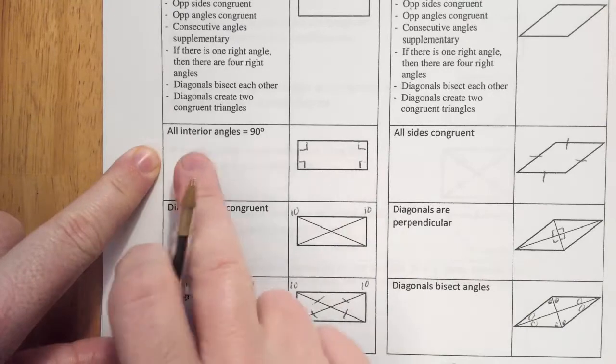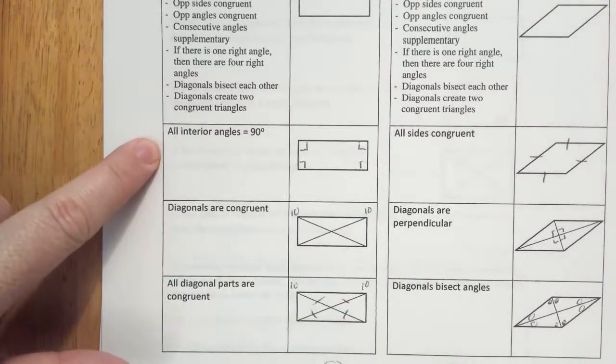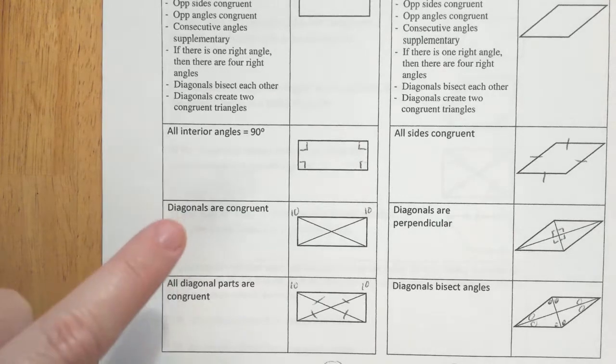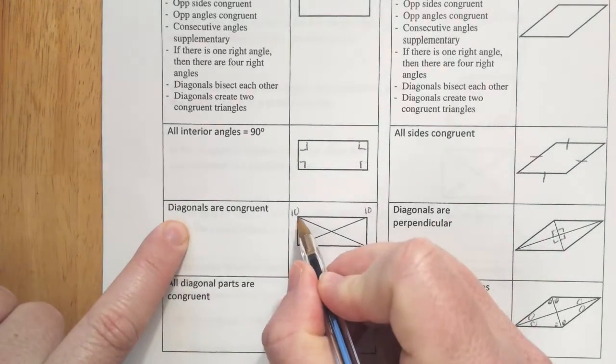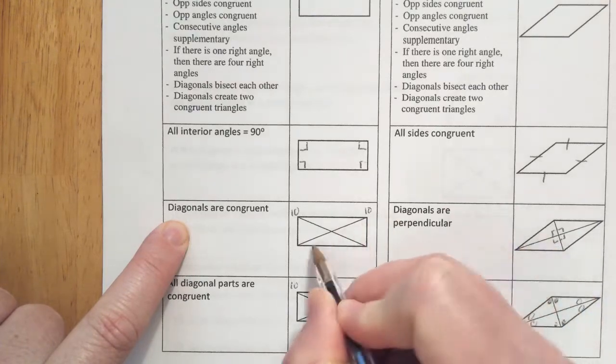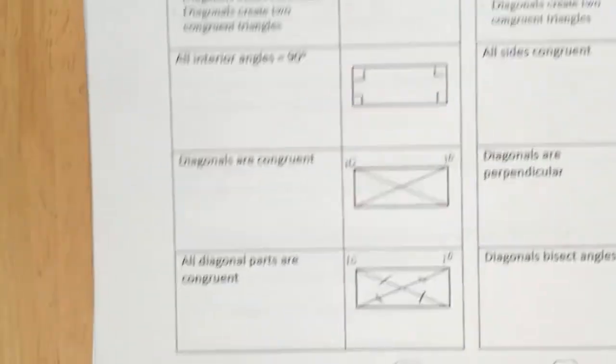That's the first main rule for a rectangle. All 4 angles are 90 degrees. The other rule is diagonals are congruent. So if all of this is 10, all of this would also be 10. So the diagonals are congruent.